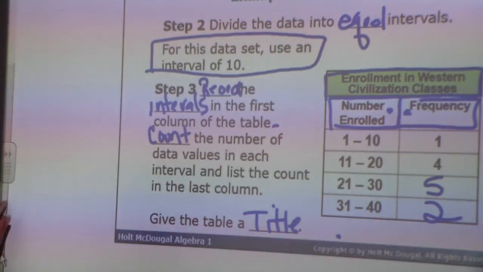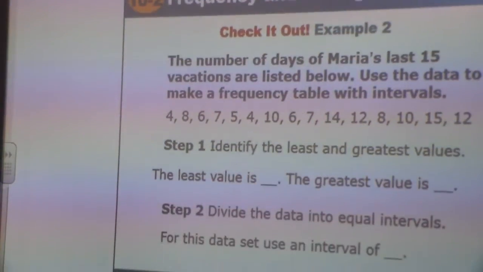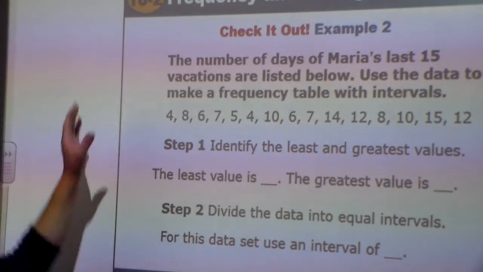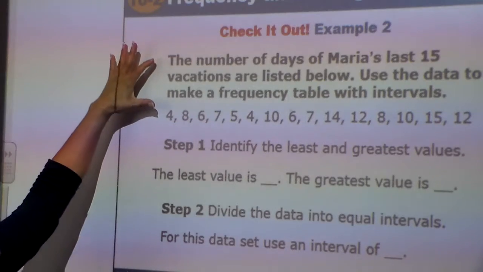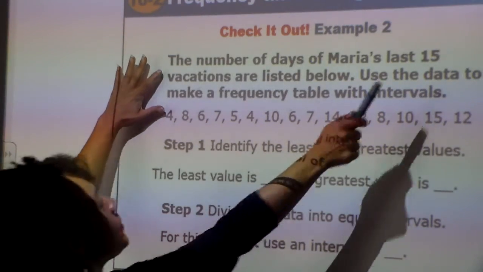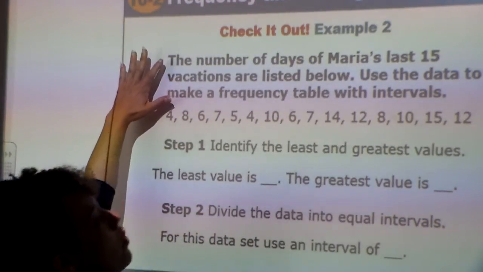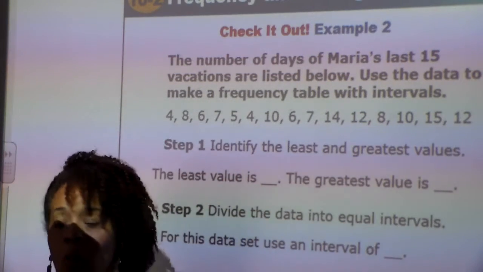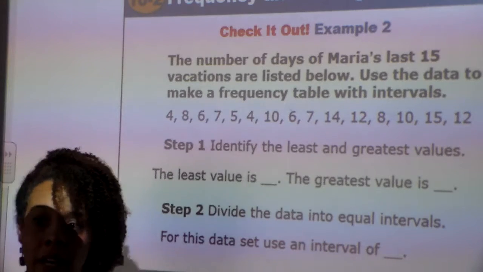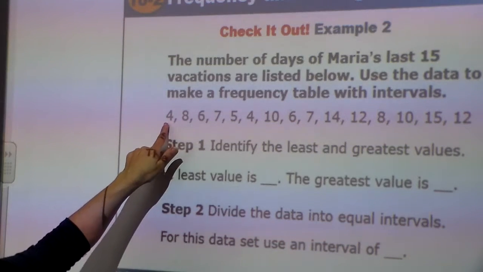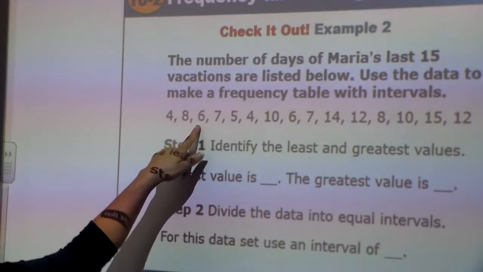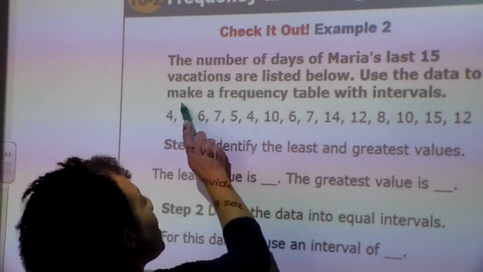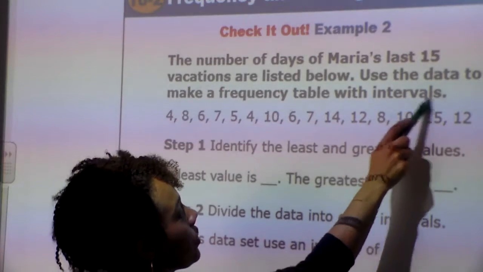Okay? So let's do an example to see if we understand. I'm going to switch to green. So here it says the number of days of Maria's last 15 vacations are listed below. So these are her last 15 vacations and how long each time she was on vacation. For an example, 4 days, 8 days, 6 days, and so on. Use the data to make a frequency table with intervals.